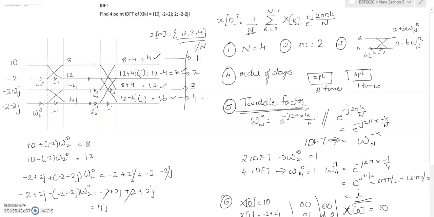So that solves a problem of a 4-point IDFT using DIT technique, and I hope this video helps.